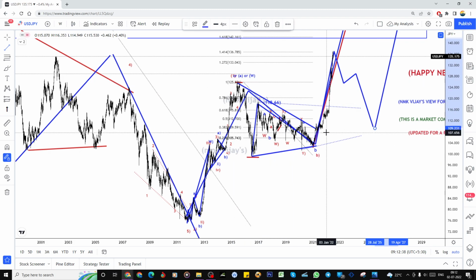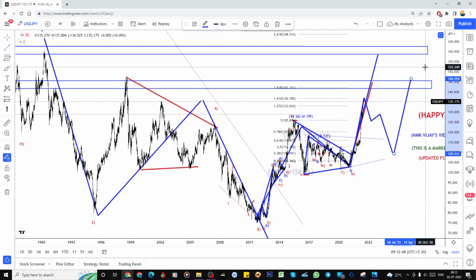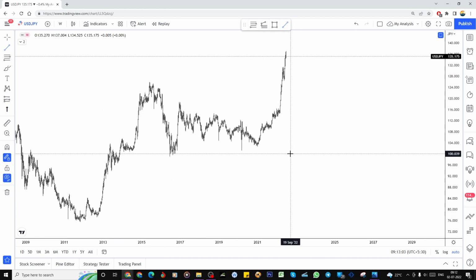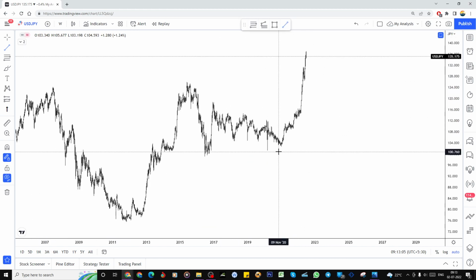So whether this is a triangle or this could be the irregular flat formation for this wave, so this will become A or W and this becomes a B or X, and then one more high is also possible. Or if it is a triangle, this is a W, this could be the X or a B. So A, B, C, D, E. Later onwards, this could be the five-wave structure for the C wave. So this is my analysis in USD JPY.